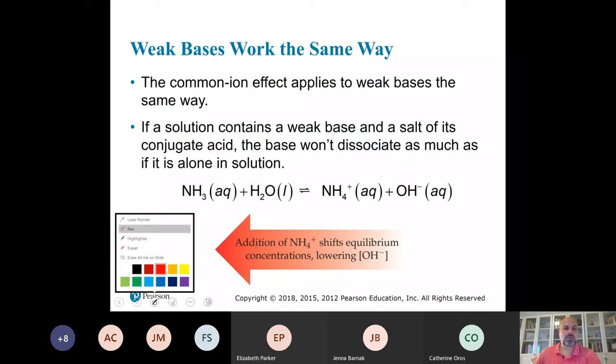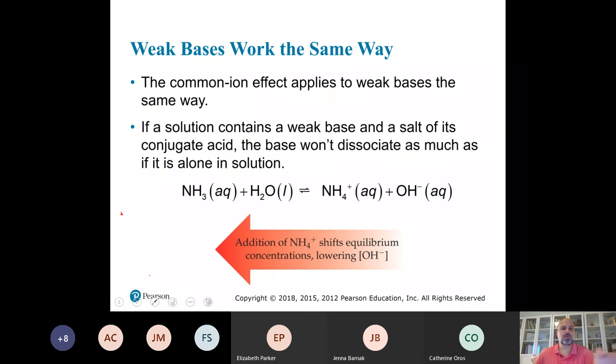So let's take a look at weak bases. Weak bases work the same way, so the common ion effect applies to weak bases. If a solution contains a weak base and a salt of its conjugate acid, the base won't dissociate as much as if it is alone in solution.